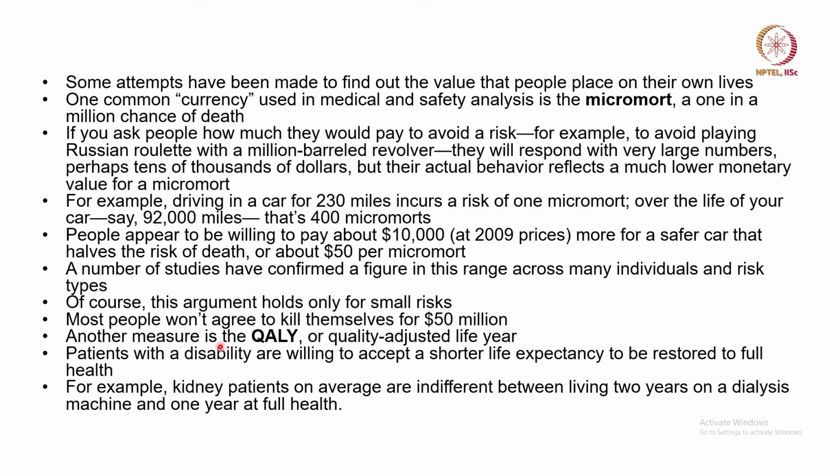You also have another measure called the quality adjusted life year. For example, a patient with a disability is willing to accept a shorter life expectancy to be restored to full health. Or a kidney patient is indifferent between living 2 years on a dialysis machine and 1 year at full health. So this is what is used in quality adjusted life years. You are ready to give up some of your life years to get a better quality of life.